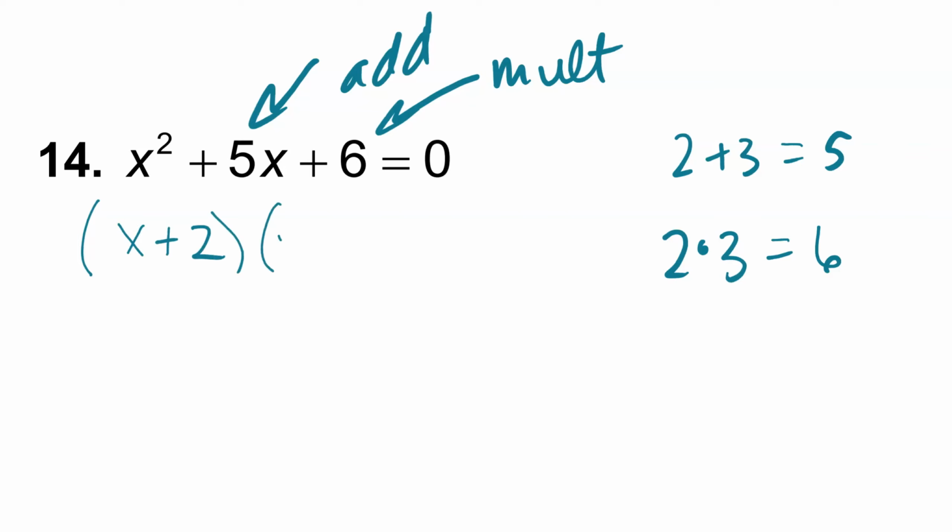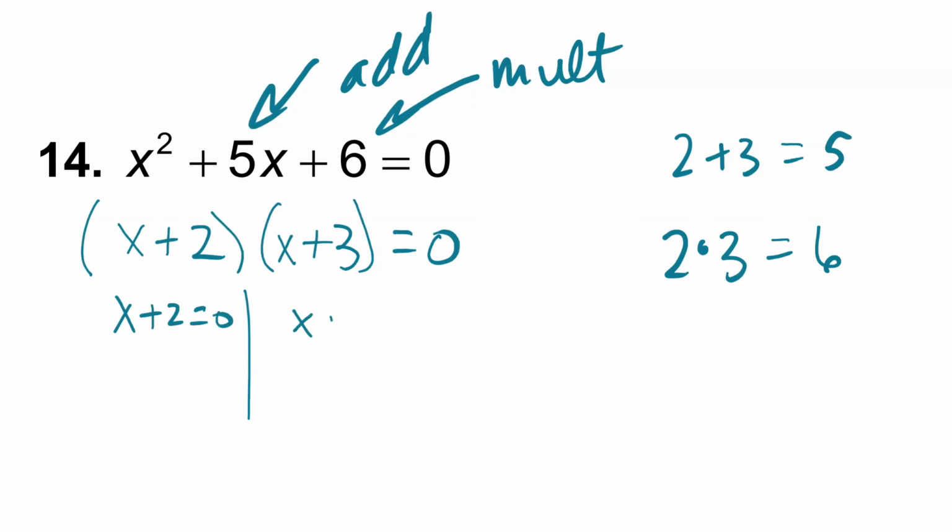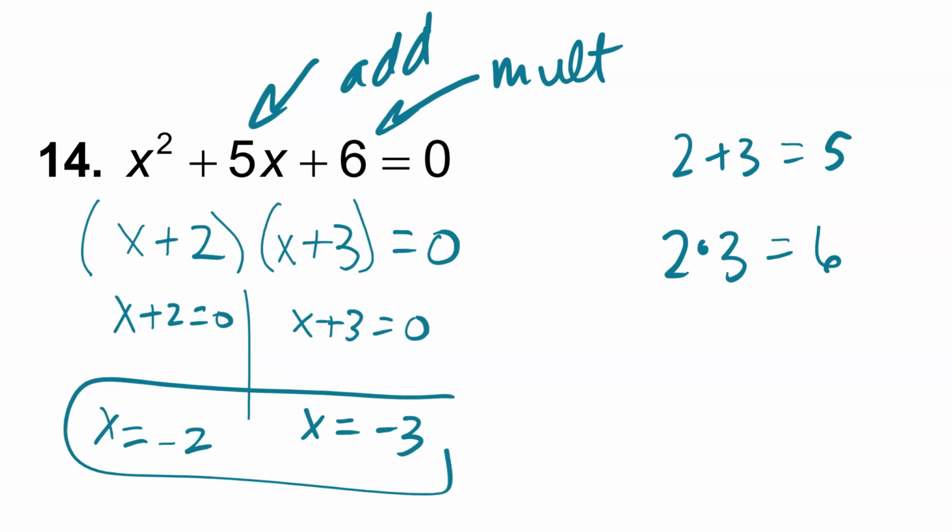So you have x plus 2 times x plus 3 is 0. Set each factor equal to 0. x equals negative 2 and x equals negative 3. Right, imagine if you used the quadratic formula, you would still be working on this problem. Still be going through the steps.